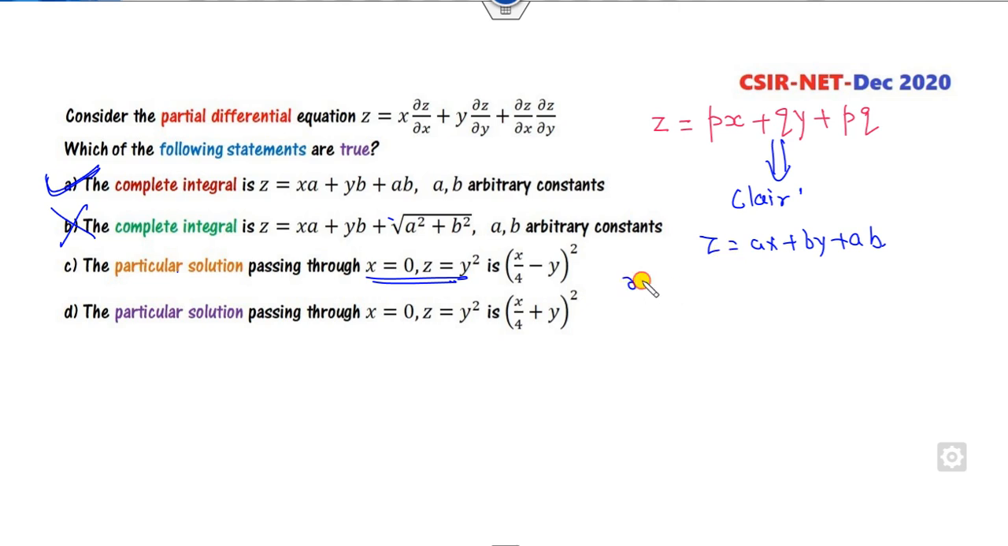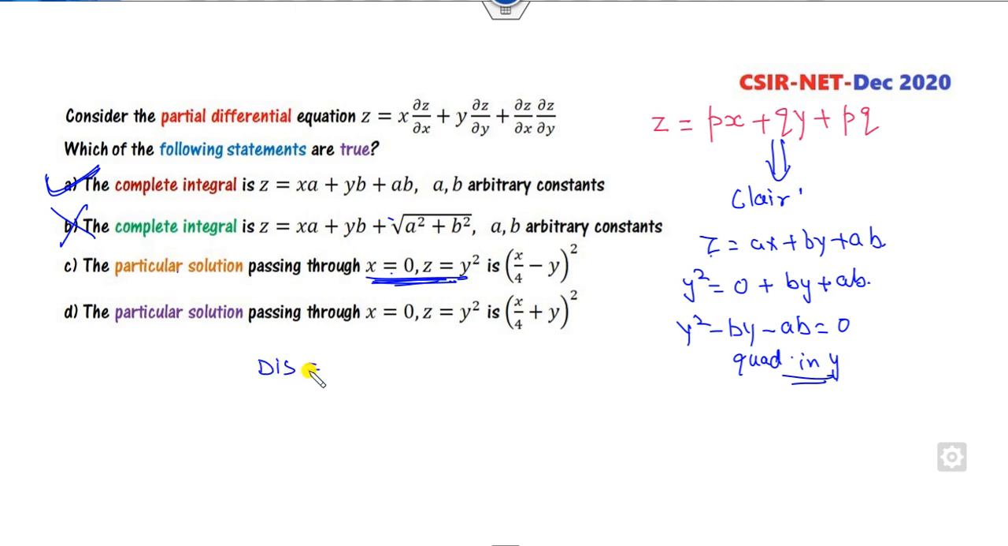What you can do is find the partial derivative with respect to the arbitrary constant, a. First we can simplify it. We can pass through this solution. x is 0, this is y squared, this is 0, this is by + ab. So this is y squared minus by minus ab = 0, which is quadratic in y. Now how can you solve that? The discriminant must be 0. So once you take the discriminant, b squared + 4ab is equal to 0, or b is equal to minus 4a.